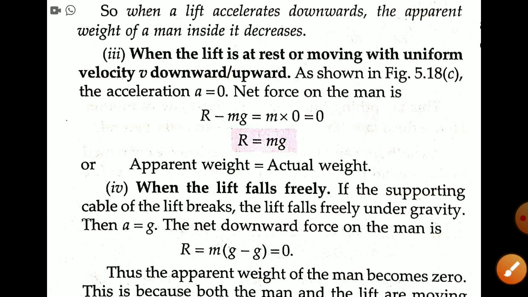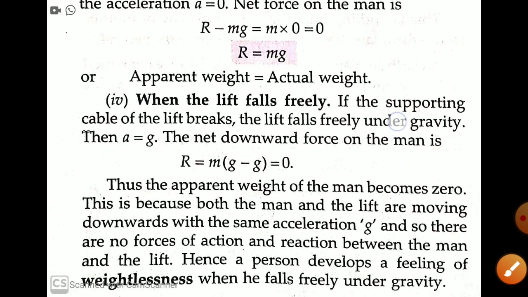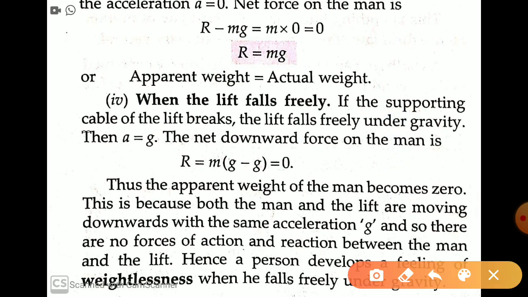And the next situation, I have told you about free fall, when the object is moving freely, then the acceleration reaches the value of acceleration due to gravity. And in this situation, R is equal to m into (g minus a), which is 0. The apparent weight is 0. This is the situation of weightlessness.